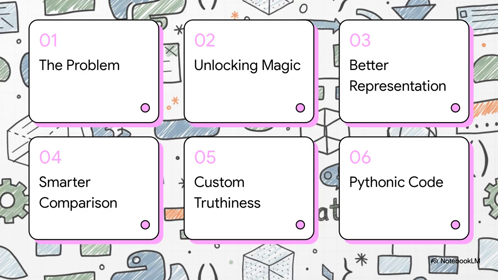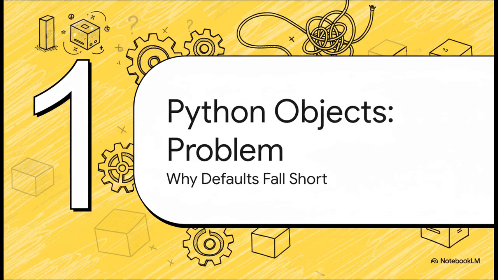So, here's the game plan. First, we'll nail down the problem. Then, we'll unlock the magic. We'll give our objects superpowers for better representation, smarter comparison, and even custom truthiness. And by the end, you'll see how this all leads to writing way more Pythonic code. All right, let's get into it.